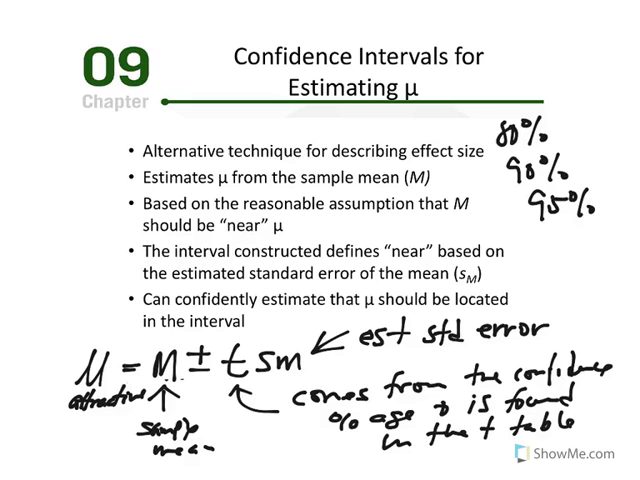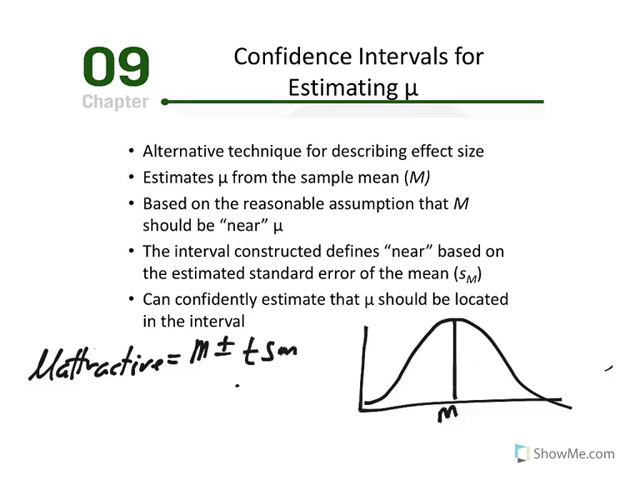So again, what we're calculating is, if we had access to all infants, if we could test all infants in the population, what is the average amount of time that they would spend looking at the attractive face. So we're going to use this equation to come up with an estimate, a range of values. Given our equation, visually this is what it would look like.